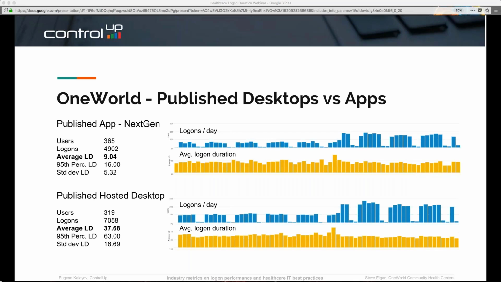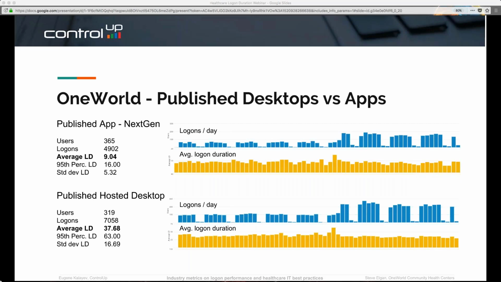And then the second part is the hosted desktops, so we're breaking out those two pieces, and you're going to see the same sort of correlation there, where it's subtly decreasing the logon time. For our EHR application, you can see the average logon duration was 9.04 seconds. And for the published desktop, it was 37 seconds. Those are pretty close to what the actual user would feel when logging on, on average.